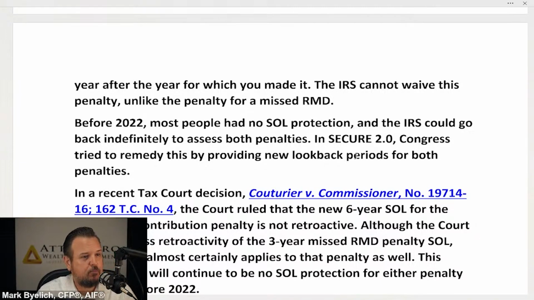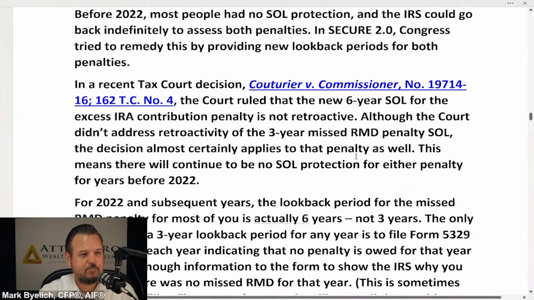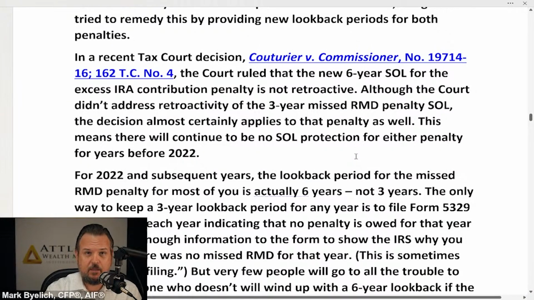Before 2022, most people had no statute of limitation protection. They were SOL in another way, but there was no statute of limitation protection, and the IRS could go back indefinitely to assess both penalties. In Secure 2.0, Congress tried to remedy this by providing new look-back periods for both penalties. And this is the kind of stuff that we review and learn at the Slott Group updates that, again, I'll be attending in a few weeks in San Diego.